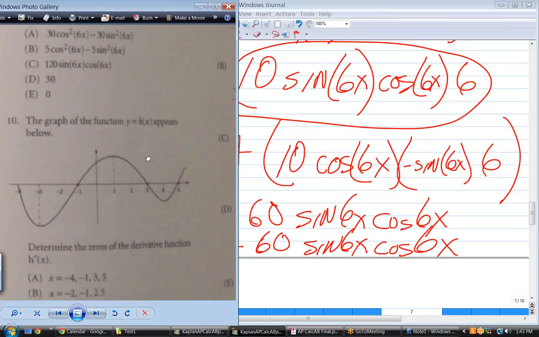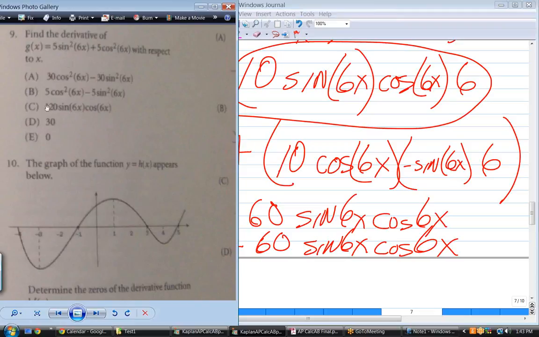If I was taking this test and I had no clue as to how to do this problem, that would be my guess, just because it's such an unusual answer. And that has nothing to do with teaching you calculus. That just has to do with taking tests, multiple choice tests.